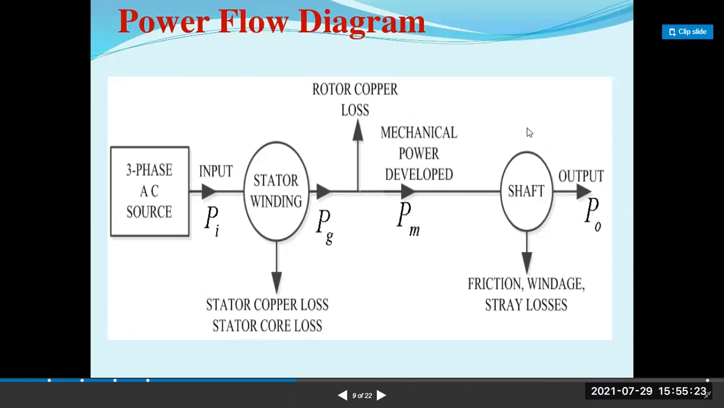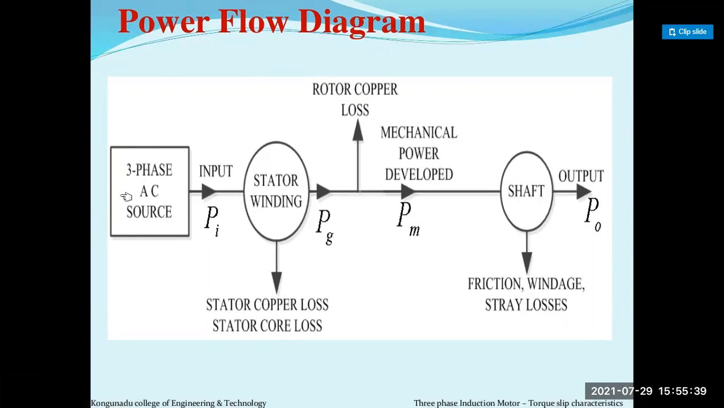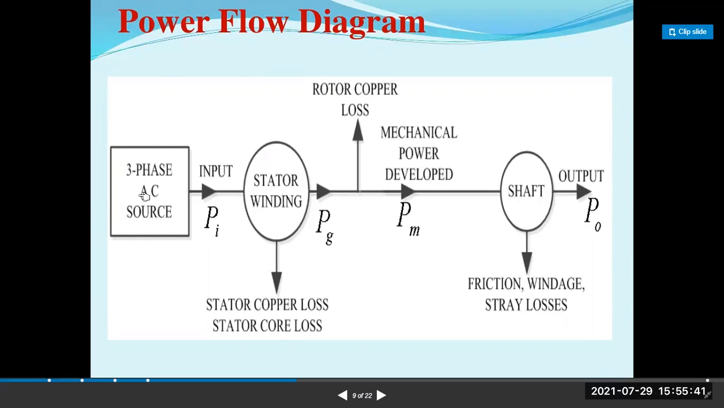The rotor winding is assembled on the shaft. So this is called your shaft. Here we have taken the shaft part. From here, this is your three phase AC source. Let us say this is your generating power plant. From here you are giving the electrical input to the stator winding of the induction machine.